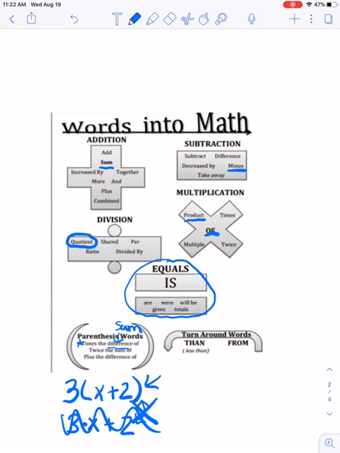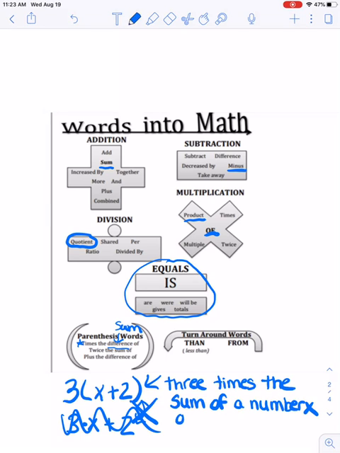So for this one here, I'd say 3 times the, since it's addition, x plus 2, I'm going to say sum of a number x and 2. I say a number x because x is what we call a variable. It represents some unknown number. We don't know what it is right now, but we just know that it represents a number. So I always like to put that it is a number so that people know. Otherwise, people think, well, what is x? We want to indicate that it is a number. So I'd say 3 times the sum of a number x and 2.